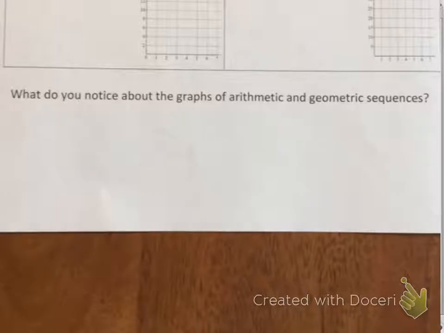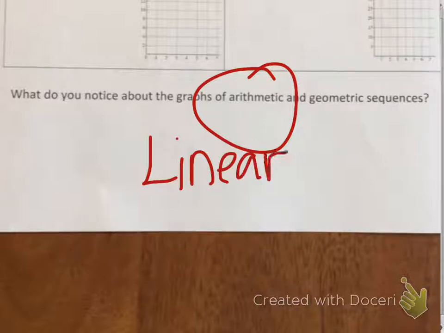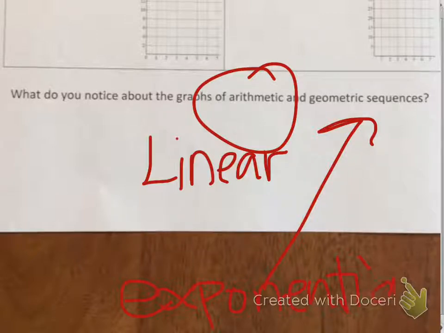So the last question says, well, what do you notice about the graphs of arithmetic and the graphs of geometric? Well, arithmetic will always be linear. And geometric will always be exponential, or a curve, which is what an exponential graph looks like. So keep that in mind when you're graphing. If you end up graphing it and it's a straight line, then it's going to be arithmetic. If you graph it and it's a curve, it's an exponential function, which is going to be geometric.